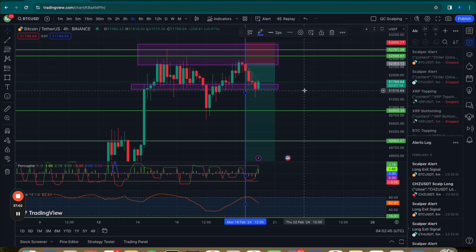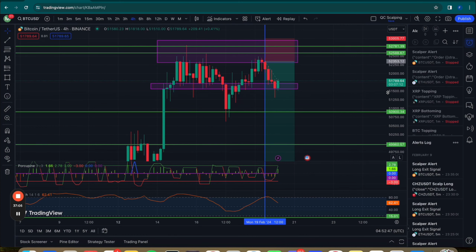We just want to make sure that we have the alignment, that there's a confirmation, and we let the price do what it needs to do. And once it's ready to align, and once it's aligned, then we trade it.